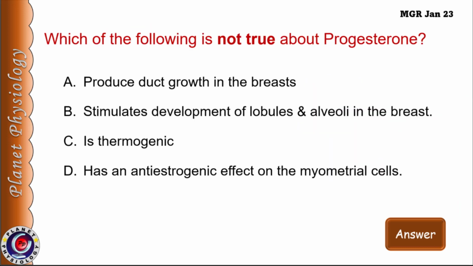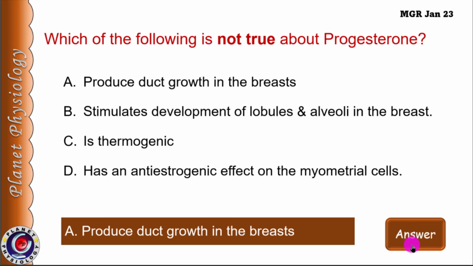Next question. Which of the following is not true about progesterone? A. Produce duct growth in the breast. B. Stimulates development of lobules and alveoli in the breast. C. Is thermogenic. And D. Has an anti-estrogenic effect on myometrial cells. And answer is option A. Produce duct growth in the breast. Ductal growth of the breast occurs under the influence of estrogen, while lobules and alveoli develop under the influence of progesterone. Progesterone is thermogenic in action and hence there is rise in basal body temperature immediately after ovulation.